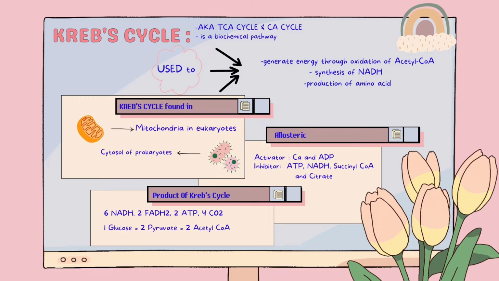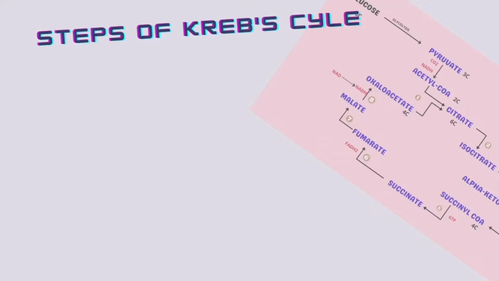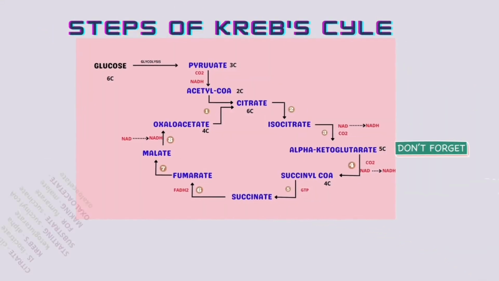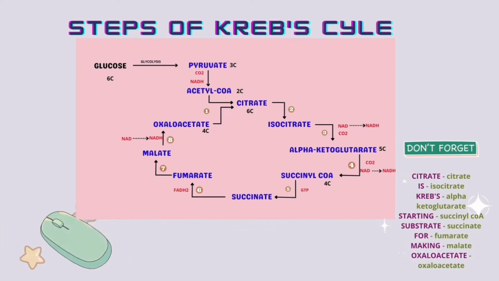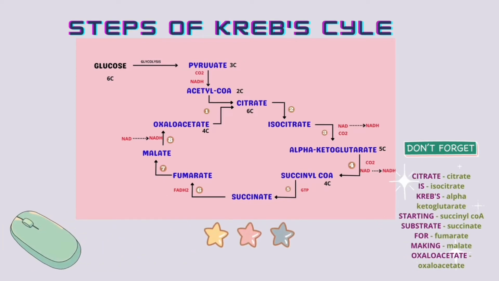So 1 glucose will equal 2 pyruvate, and 2 pyruvate will equal 2 acetyl-CoA. These are the steps in the Krebs cycle that you need to remember, involving 8 steps. The products of the Krebs cycle, 6 NADH and 2 FADH2, will be used in the electron transport chain to form ATP. Citrate is the Krebs starting substrate for making oxaloacetate. It's the easiest way to remember the Krebs cycle.